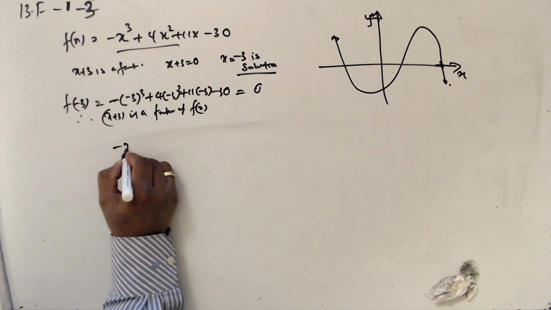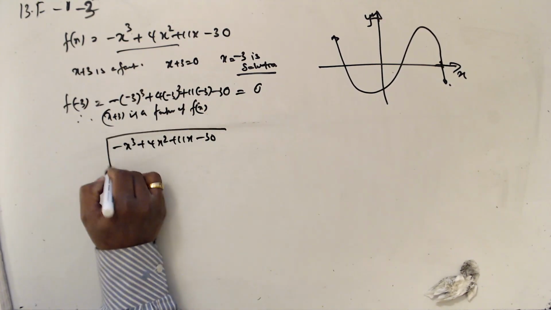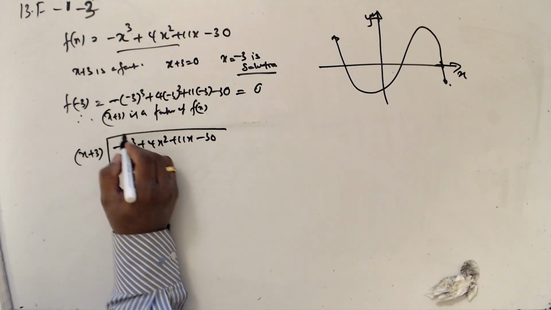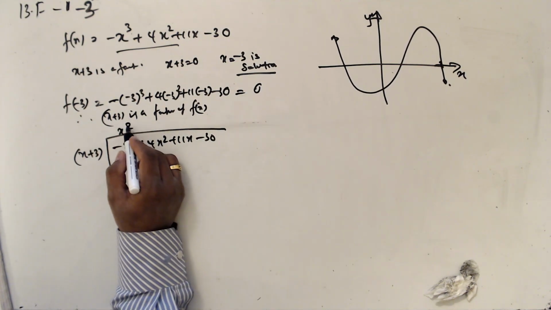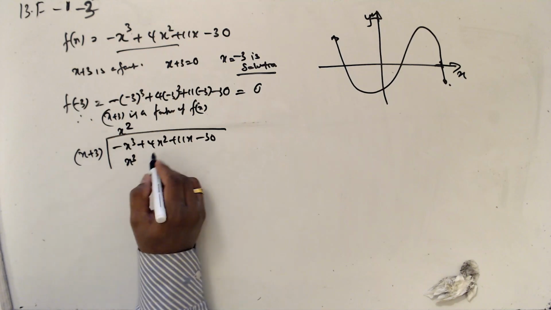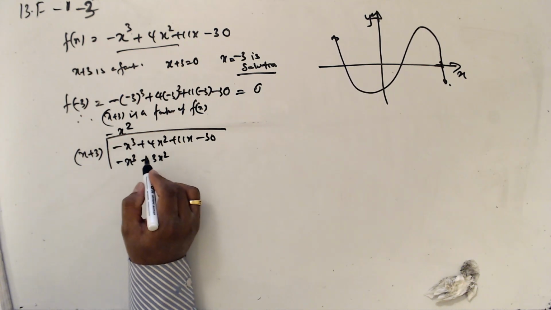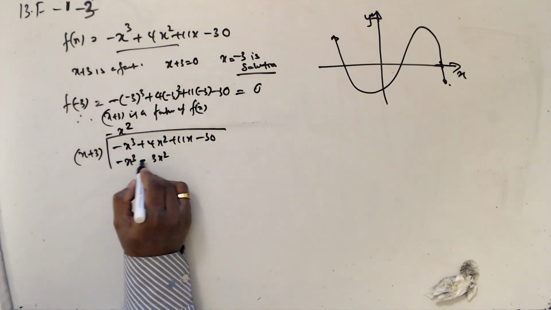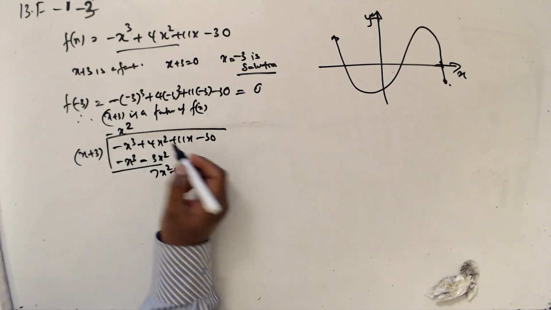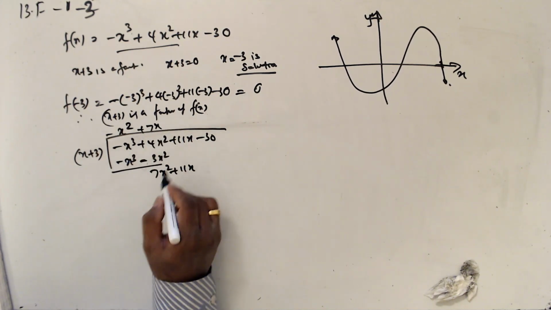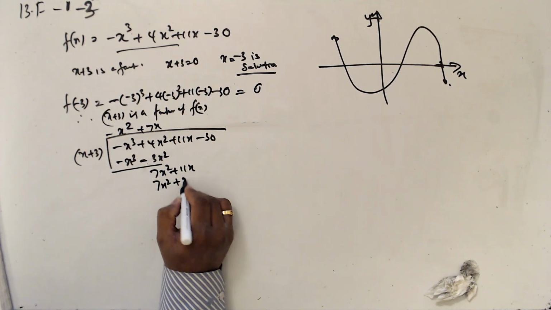Now we have to divide this one, minus x cubed plus 4x squared plus 11x minus 30, divided by x plus 3. So this is minus x squared. This will become minus x cubed minus 3x squared. Then this is cancelled out. We get 7x squared plus 11x. Then this is going to be plus 7x. Then 7x squared plus 21x.